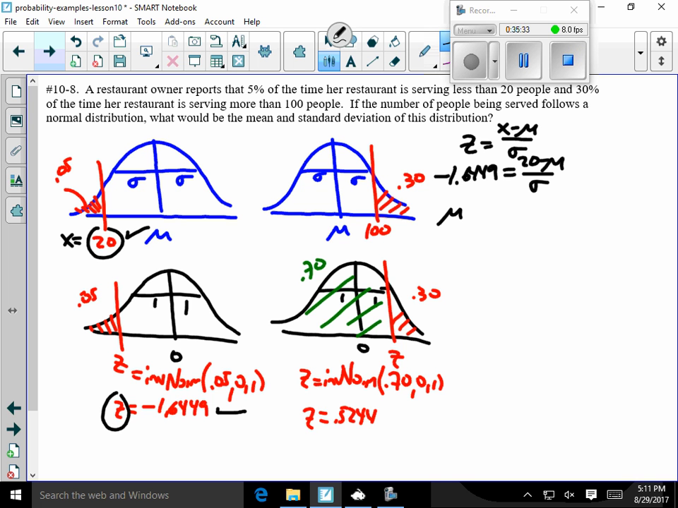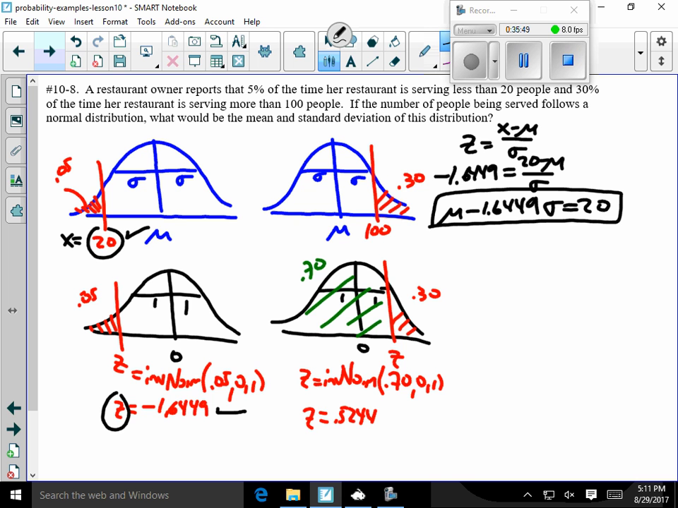Mu minus 1.6449 sigma equals 20. So this is an equation, right? From just rearranging the terms into a mu term, a sigma term, and a right-hand side number.